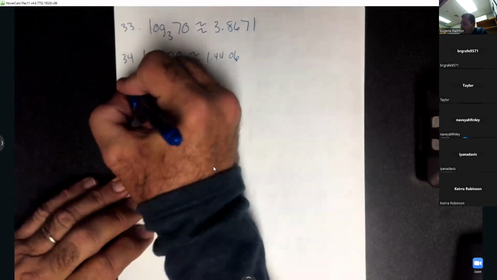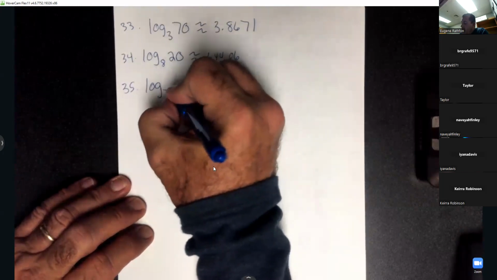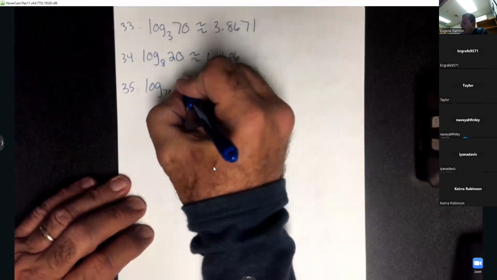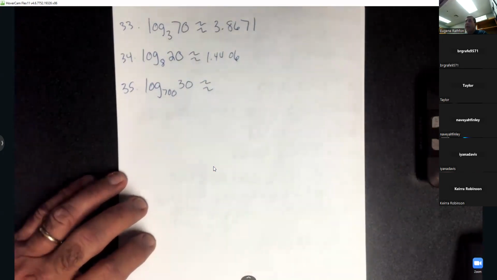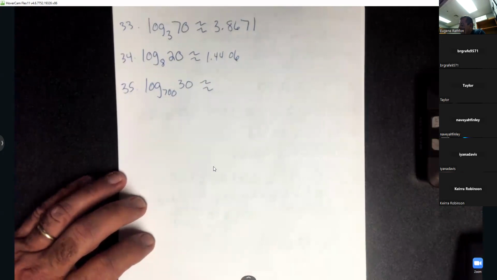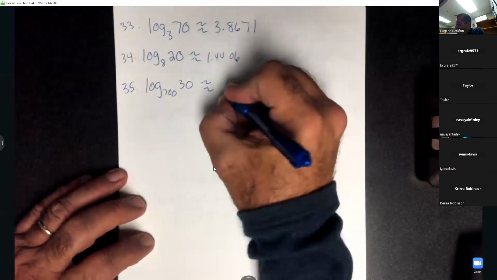All right, y'all. The last one on those is log base 700 of 30. Punch that one in and see what y'all get. On here, you were right the first time, 1.4406. Okay, so you were right on that first one. So 0.5192, perfect.